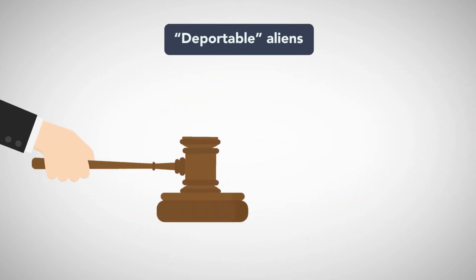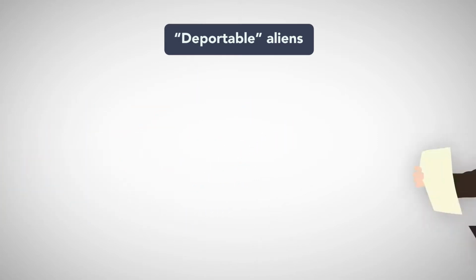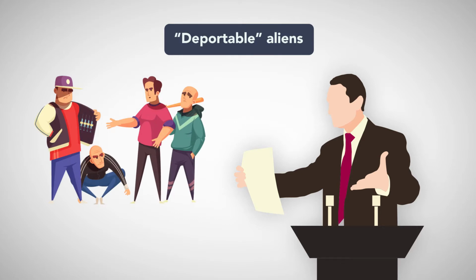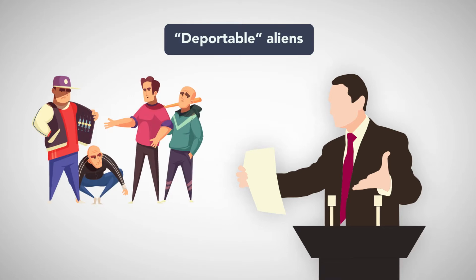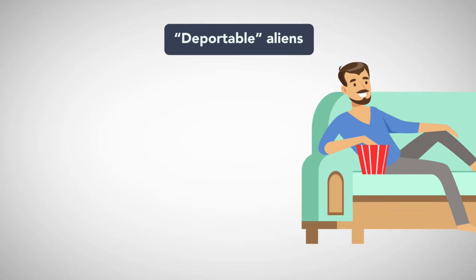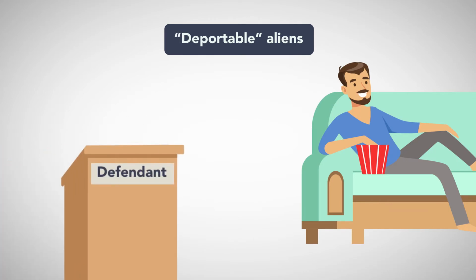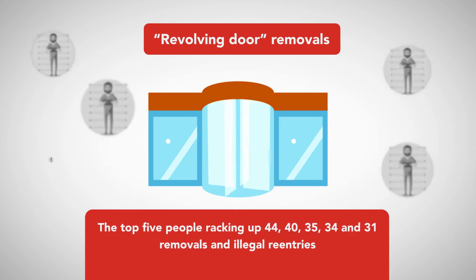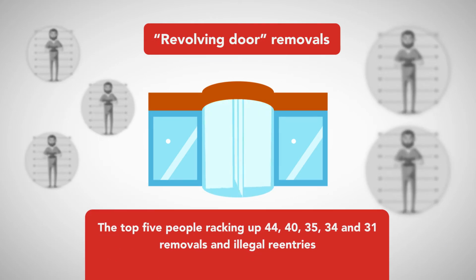Enforcement of these federal removal laws has been sporadic. Some prosecuting attorneys may not see removal enforcement as a high priority unless it relates to gang-related or other serious criminal activity. In other cases, defendants who are not detained do not appear in court on their appointed hearing dates. This can lead to some extreme examples of revolving door removals, with the top 5 people racking up 44, 40, 35, 34, and 31 removals and illegal re-entries.